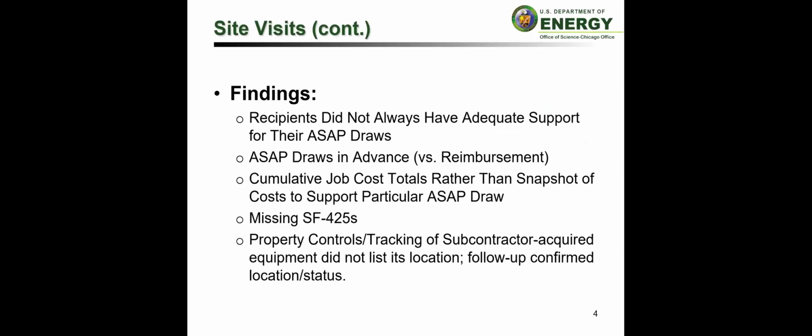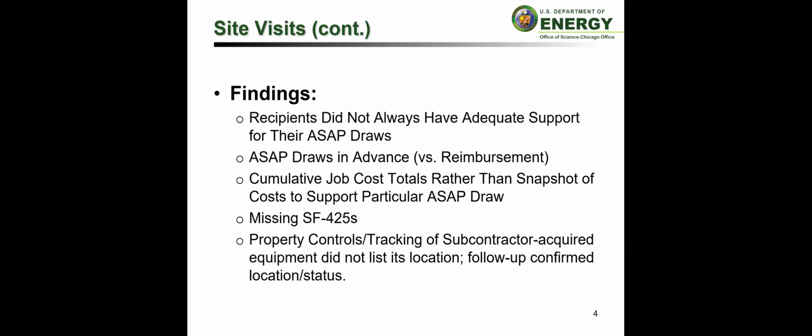As a result of the site visits, these are some of the issues that we found. Many companies didn't always have adequate support for their ASAP draws. Several of the companies drew down funds out of ASAP prior to incurring the expense. For for-profit companies, ASAP draws are on a reimbursement basis. So you have to incur the expense before you reimburse yourself. When you draw down funds in advance of incurring the expense, that's seen as a non-compliance with your terms and conditions.